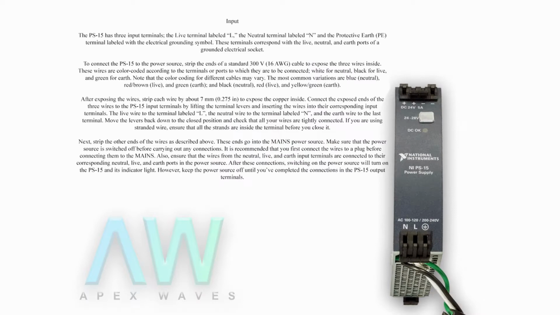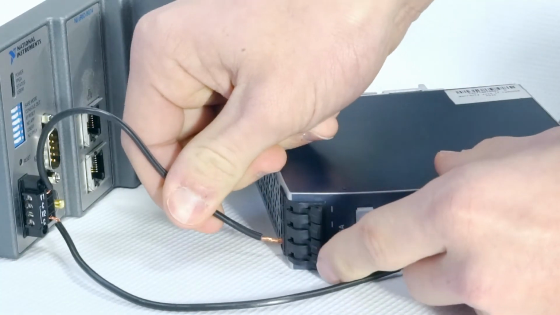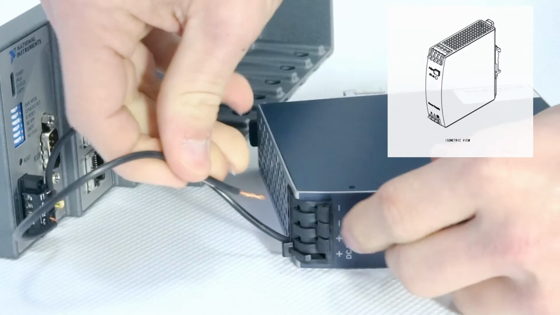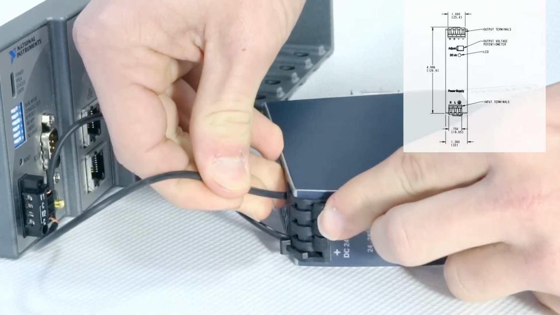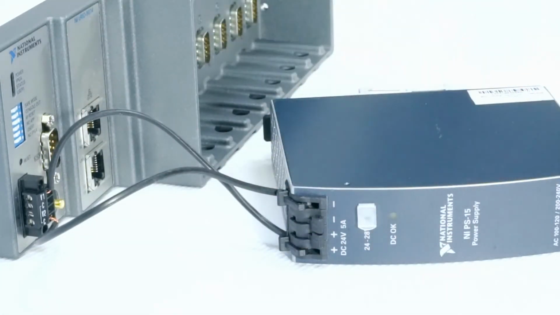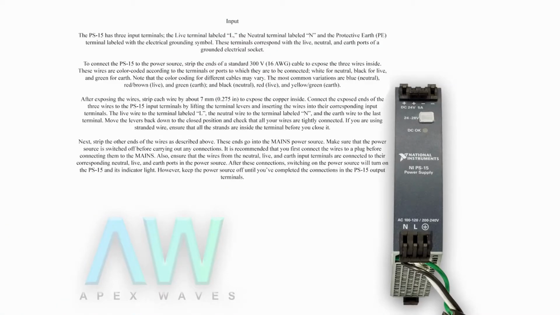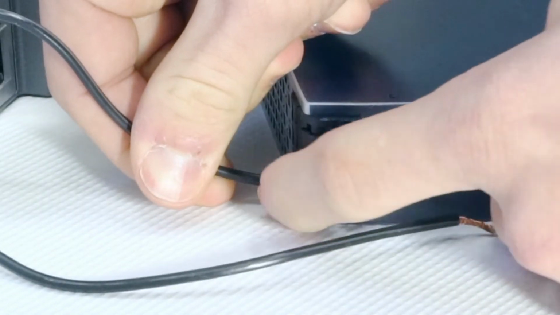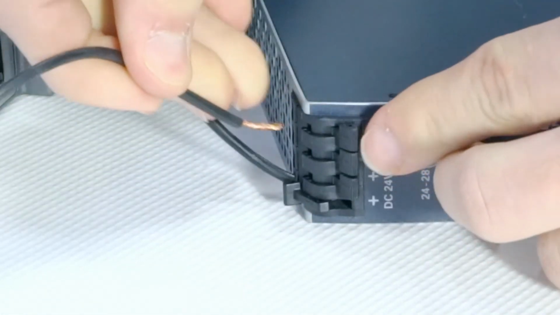How to set up and power the PS-15 and the CRIO-9074. The National Instruments CompactRIO controller, CRIO-9074, is an embedded controller that is perfect for advanced monitoring and control. Since it is an electronic device, the CRIO-9074 requires a DC power supply to work. The ideal power supply for this purpose is the PS-15. The PS-15 is an industrial power supply that is used to power CompactRIO systems, CompactDAQ systems, and many more.